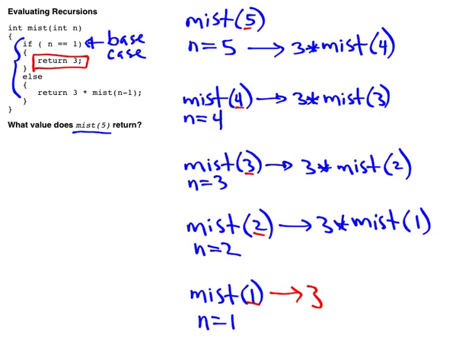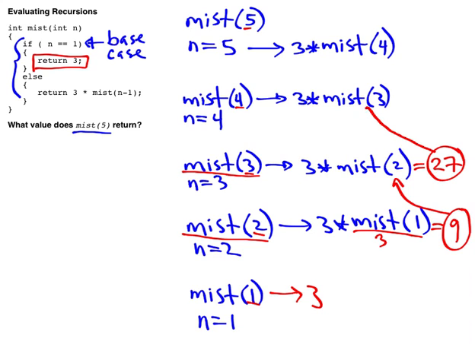And I say, well, right here, mist of 1 was called, so that should return 3. That means that 3 times 3 is 9. That means that mist 2 returns 9. So we come up to mist 2, and since that returns 9, we have 3 times 9. That gives us 27. That means that mist 3 returns 27, and we substitute it in for mist 3.